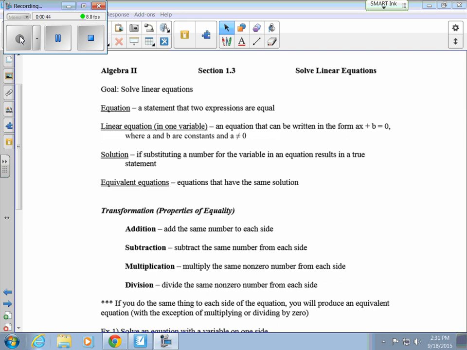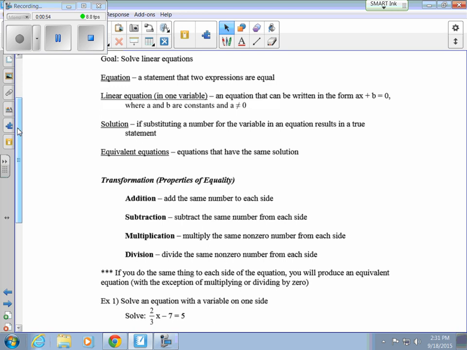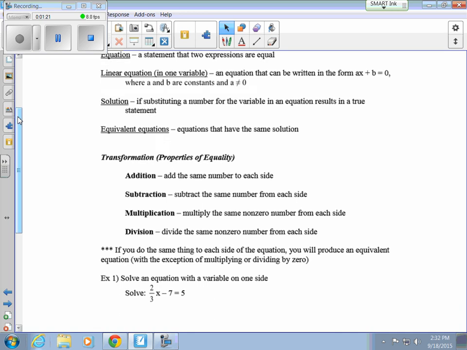So when we look at transforming the properties of equality, basically they're saying this. We have four of them here: addition, subtraction, multiplication, and division. Essentially, if we do the same thing to both sides of the equation, it's not going to change the answer. Those are the properties of equality. If you add the same number to both sides of an equation, they'll be equivalent equations. Just like a teeter-totter. If you add weight to one side, you've got to add weight to the other side to balance it out. Same thing is true for all of these properties.